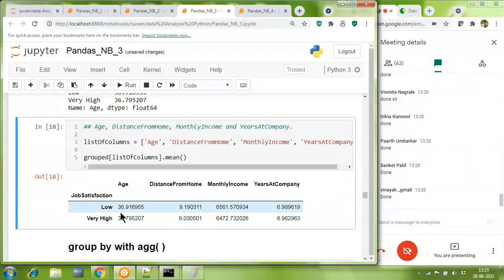This shows me job satisfaction with low, it's so and so age value. Distance from home, so and so. Monthly income, so and so. Years at company, so and so. Okay. Now I want all of you to check, is all this code given? And if yes, please run up to this point.